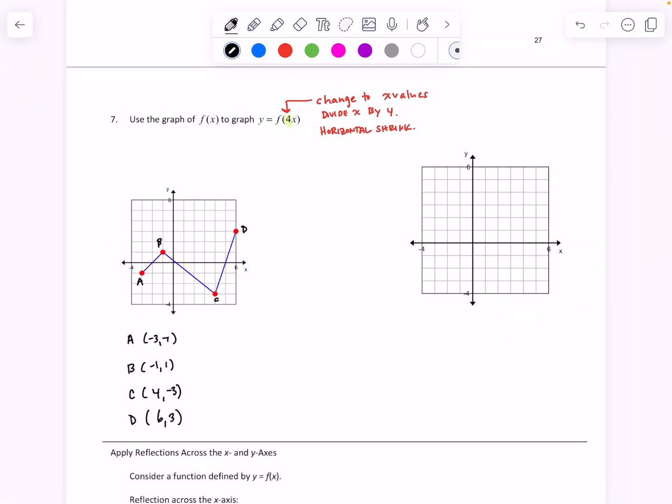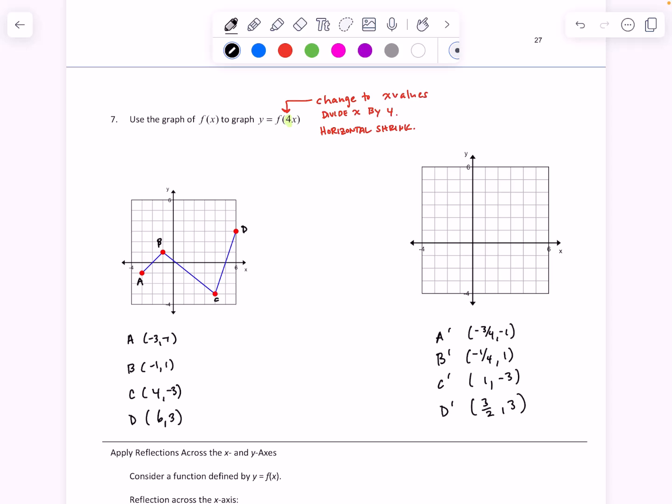So over here, I'm going to have new points, A prime, B prime, C prime, and D prime, that correspond to those other points that I get by shrinking by a factor of 4. So I'm going to get (-3/4, -1), (-1/4, 1). Divide 4 by 4, I get (1, -3), and then divide 6 by 4, and I get 6/4, which is 1.5. So 6/4 is the same as 3 halves: (3/2, 3).